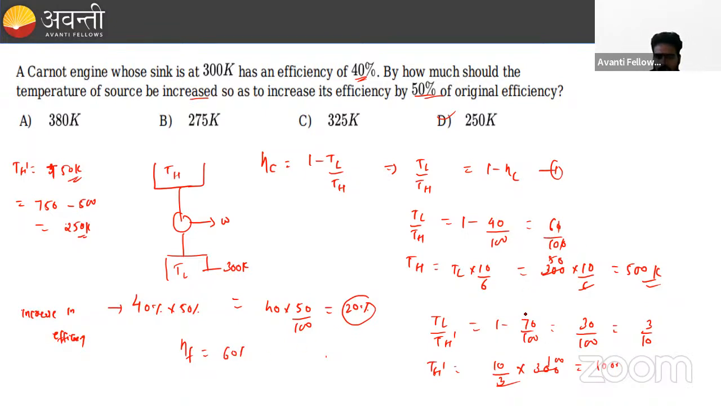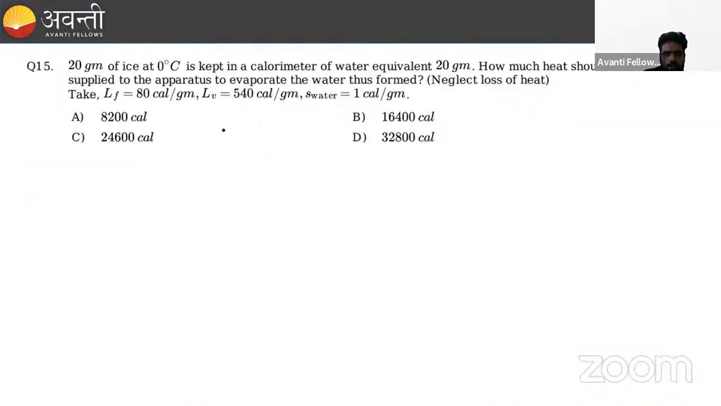So we can say that in place of 70, we have to put 60. If we put 60 here, this will become 40 and this will become 4. If this becomes 4, then this value will become 750. So this value is 750 Kelvin. In this manner, the option of 250 Kelvin is option D. Let's move to the next problem.